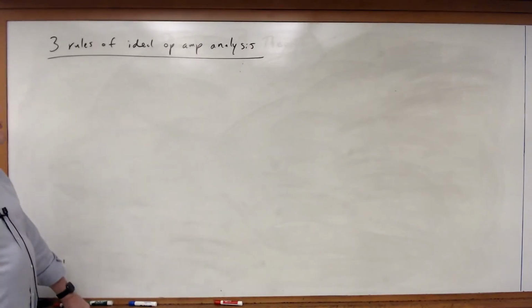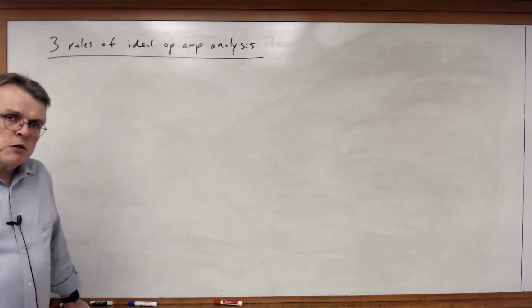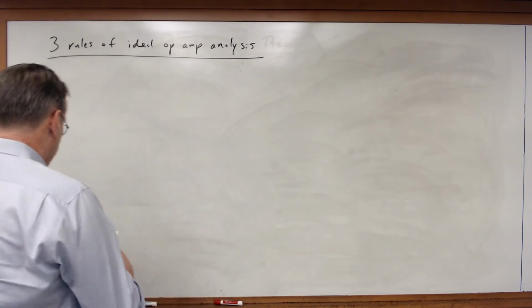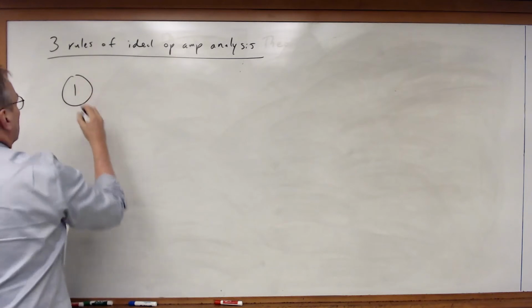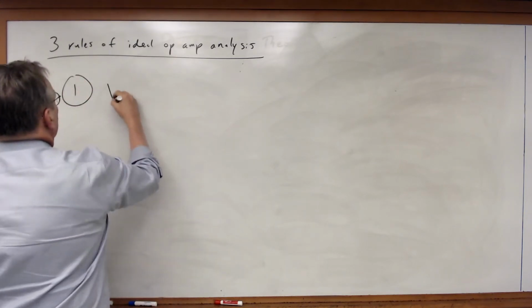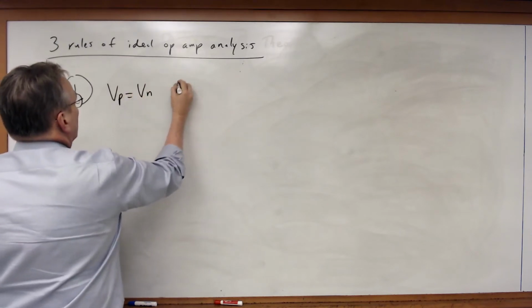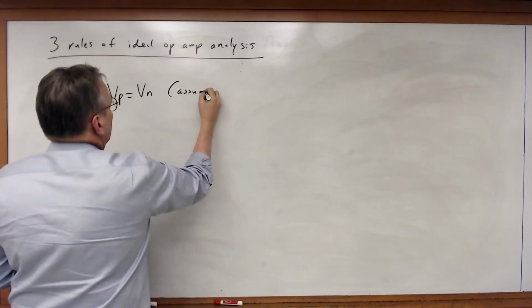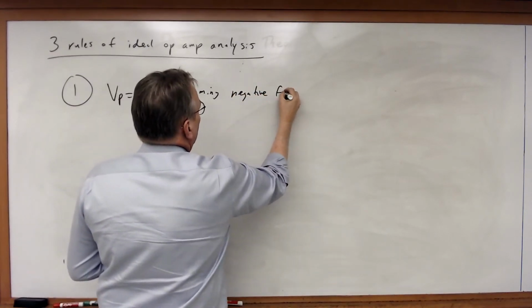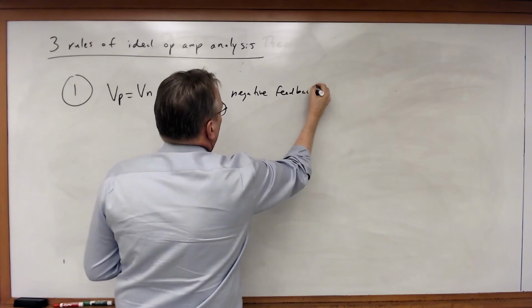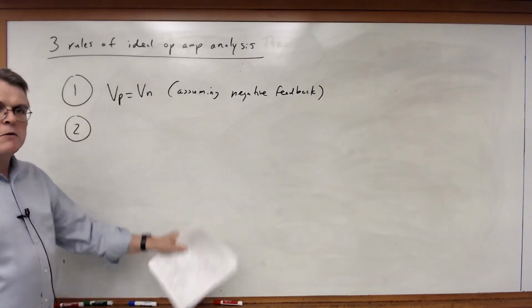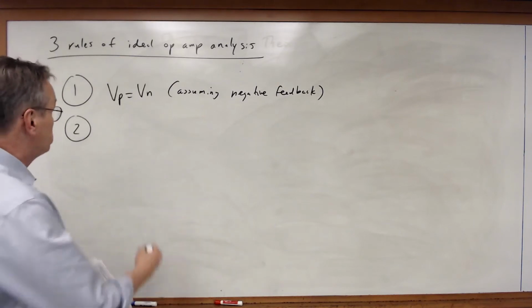So what are the three rules of ideal op-amp analysis? Well, assuming we're dealing with ideal op-amps, which is what we're mainly going to be doing, first rule, VP must be equal to V sub n. This is assuming negative feedback. Second rule is we assume the input currents are equal to 0.